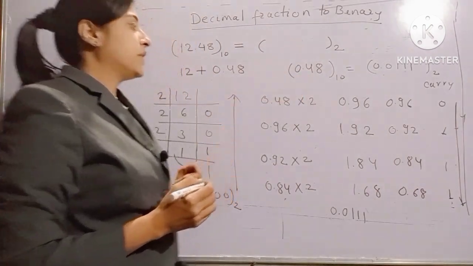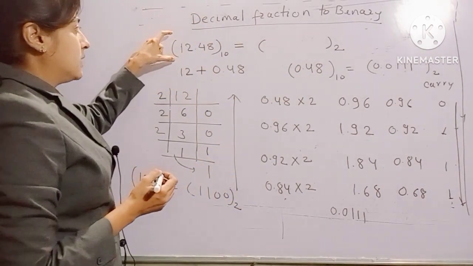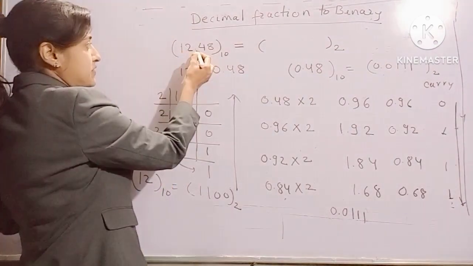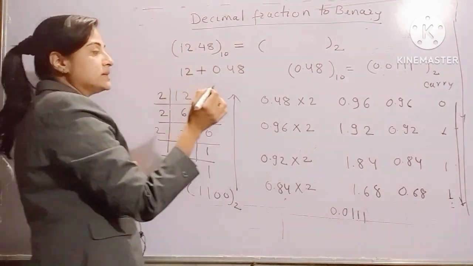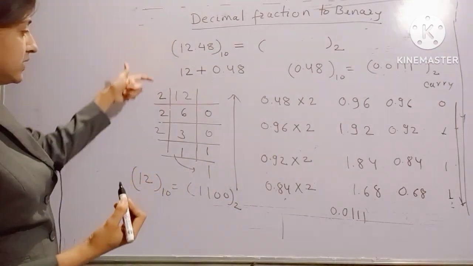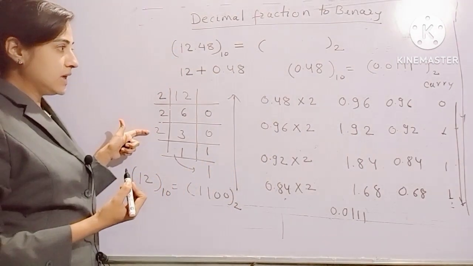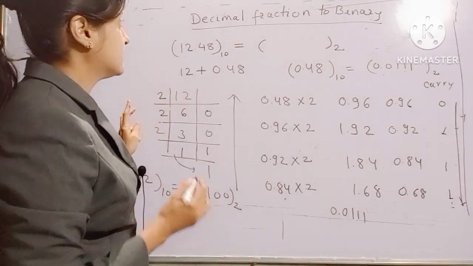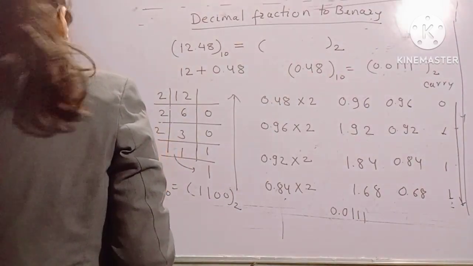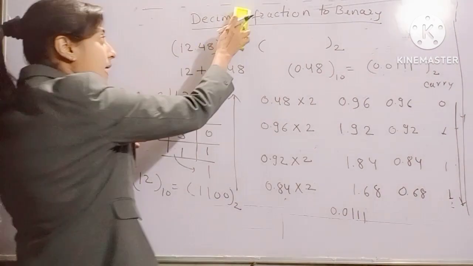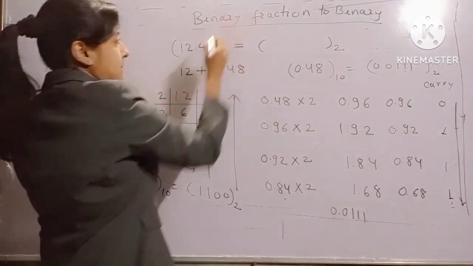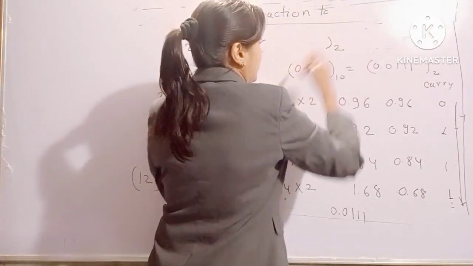So this way we can convert any decimal number into its binary equivalent, whether it has a fraction part or not. If the fractional part is there, we need to follow this process. If only the integer part is there, we follow the earlier process. I hope this process is clear to you. The next part of this video is how we can convert any binary fraction to decimal equivalent.